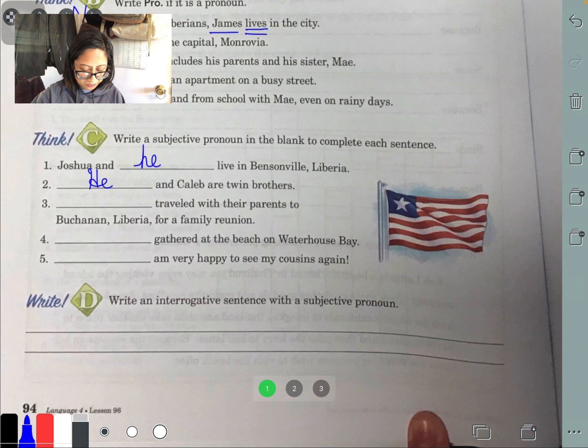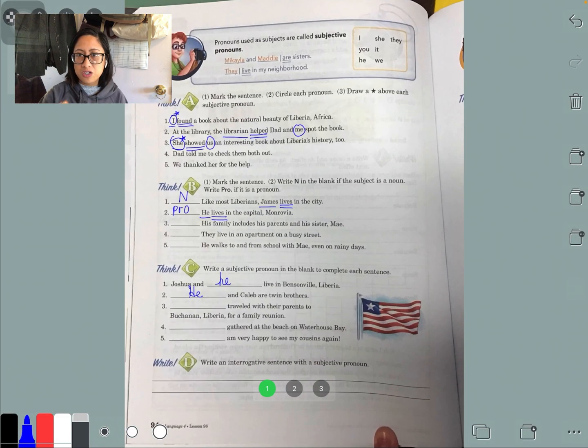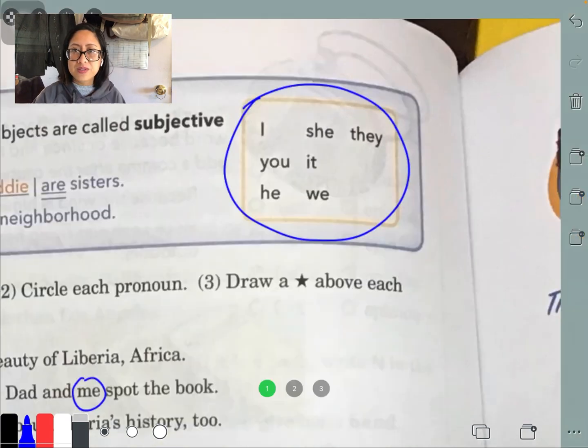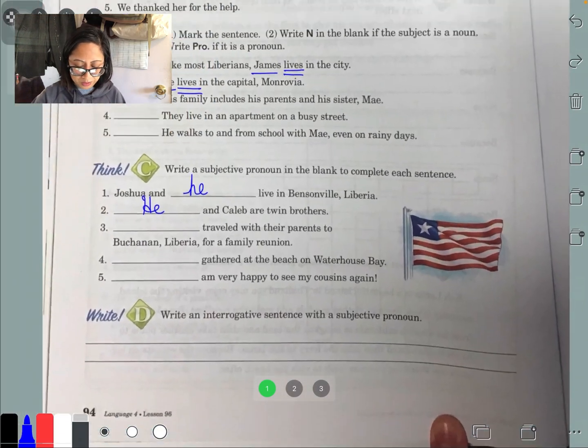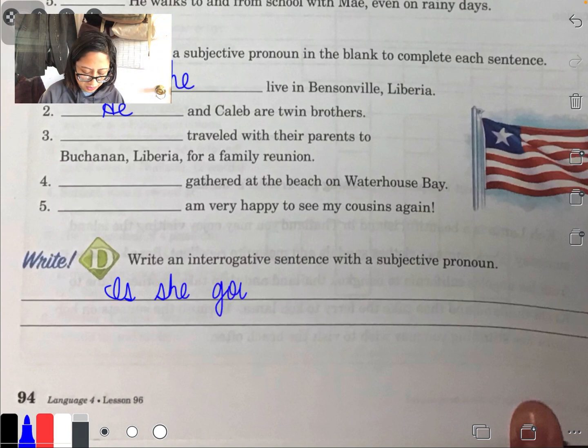Alrighty, think D. Write an interrogative sentence with a subjective pronoun. Oh, okay, so you've got to write a sentence that ends with a question mark, so you're asking a question, and you've got to use one of these pronouns, a subjective pronoun. So I'll make an example up. Is she going to school? There you go. That's a sentence.